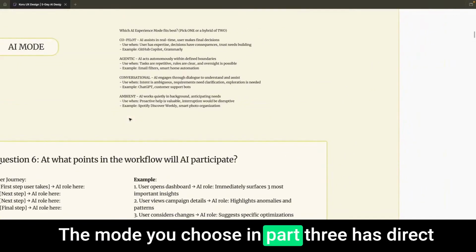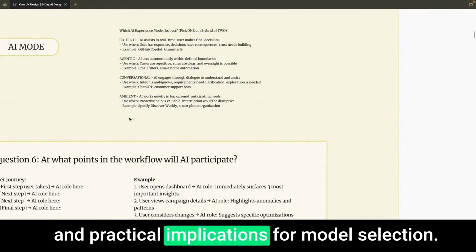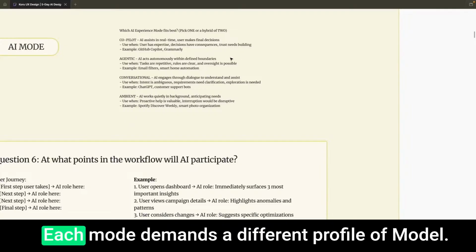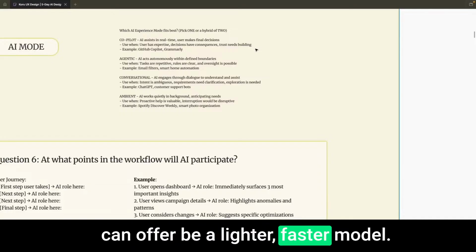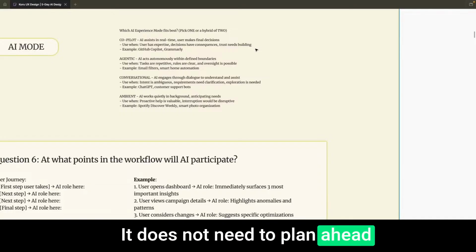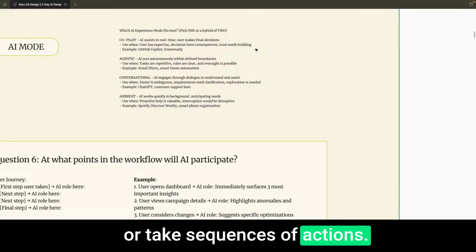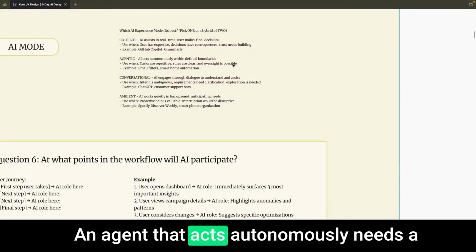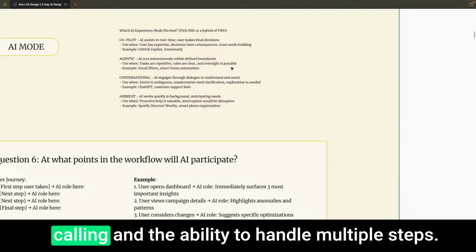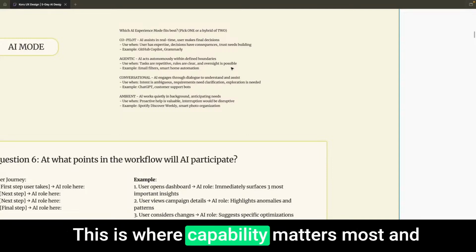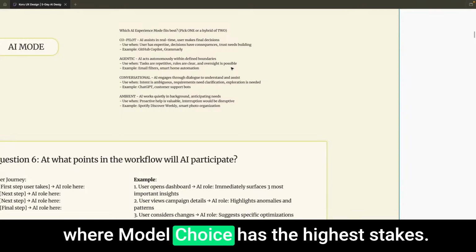The mode you choose in part 3 has direct and practical implications for model selection. Each mode demands a different profile of model. A co-pilot that assists but defers to human can often be a lighter, faster model. It does not need to plan ahead or take sequences of actions. An agent that acts autonomously needs a model with strong reasoning, reliable tool calling, and the ability to handle multiple steps. This is where capability matters most and where model choice has the highest stakes.